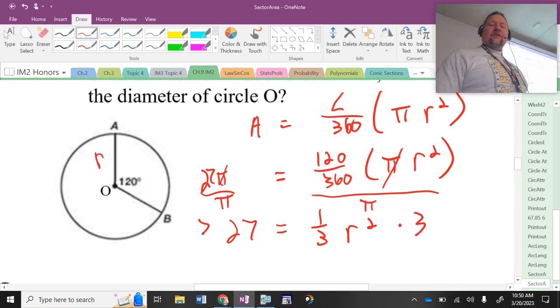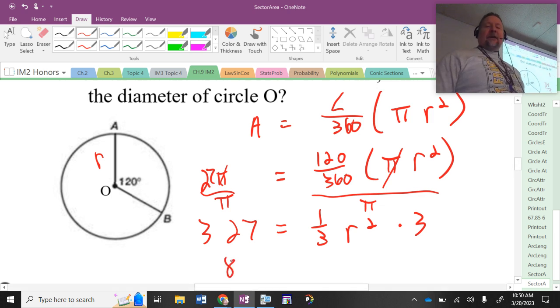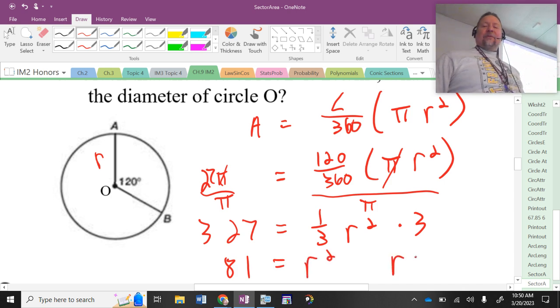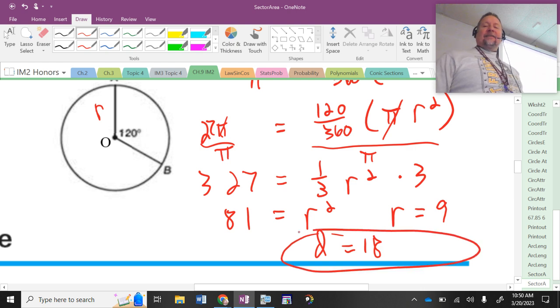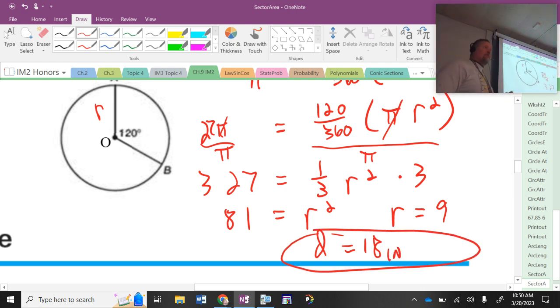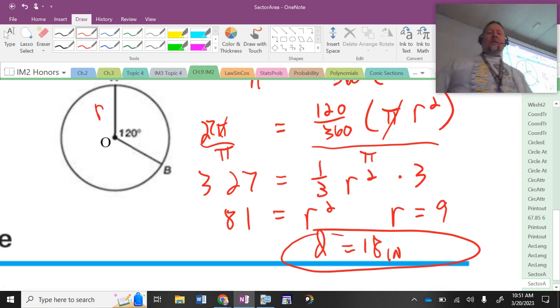Times 3 times 3. Because what's 3 times 27? 81. No, I was right. Okay. We did have 81 in that class. And then what does r equal, pirates? 9. Okay. So what is the diameter then? 18. I don't think I did 18 at the end. Maybe that was the mistake that I'm thinking of. Because it asked for the diameter. So be careful. Okay.